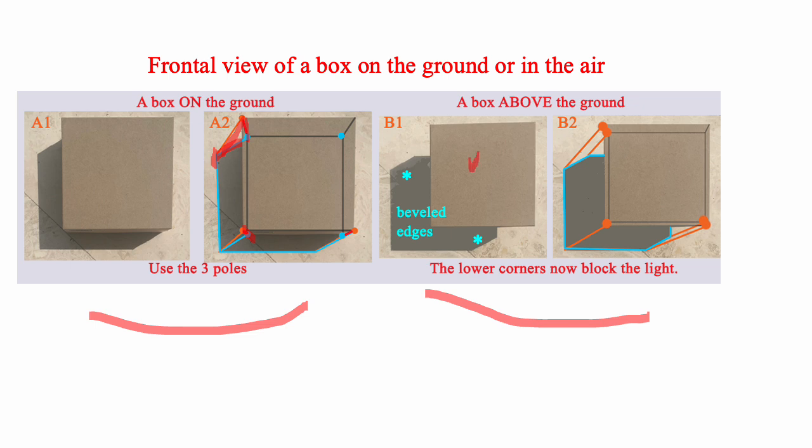Now in this case, we get beveled edges because there are actually 8 floating corners, but these 2 cause this beveled edge, and these 2 above one above the other causes this beveled edge.